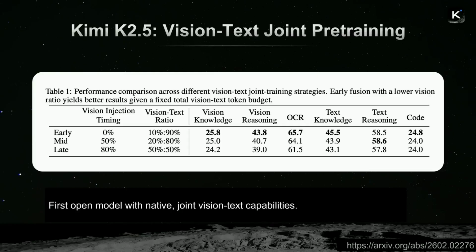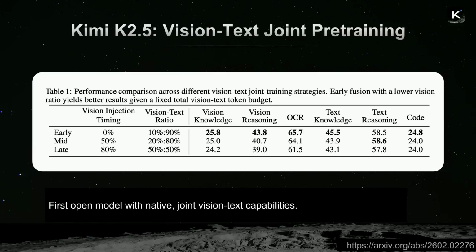Another key innovation of Kimi K2.5 is that it is the first open model with native joint vision-text capabilities. If you look at previous open models, usually their visual capabilities are added on top of a text base, meaning that, for example, you train the text model for 20 trillion tokens, and then on top of it you do another 2 trillion, a sort of post-training process, to add visual capabilities.